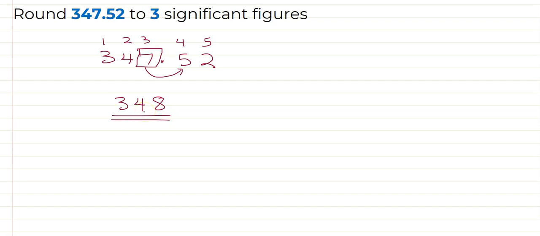So 347.52 to 3 significant figures is going to be 348. And I can just write it here, 3SF, if you don't want to spell it out. Let's go for another example.